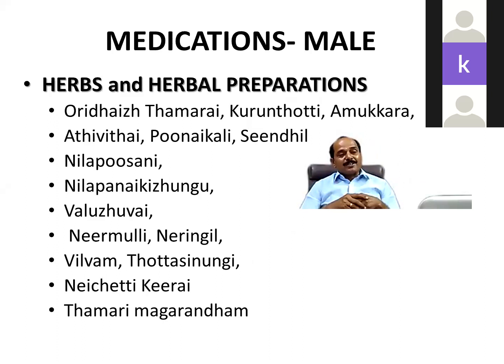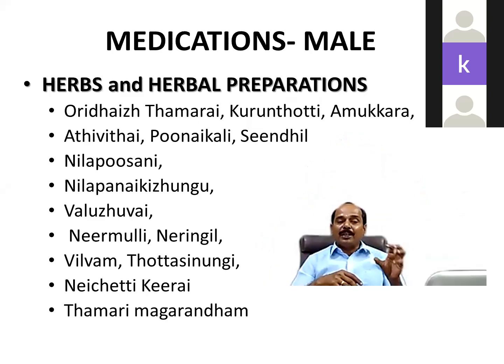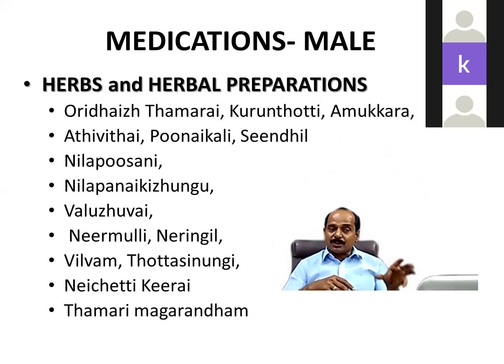Next. Numerous medications. I will just go through faster and I will answer specifically according to the questions if they arise. Oruthal Thamarai, Kurundotti and Amukra specifically for motility. Oruthal Thamarai, Atti Vidai, Nilapusni, Nilapane for count. Neermuli and Neranjil for total spermatogenesis. Totta Churingi for premature ejaculation and erectile dysfunction.